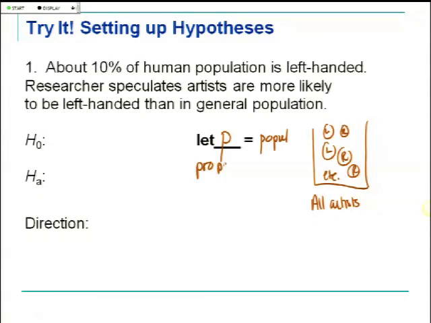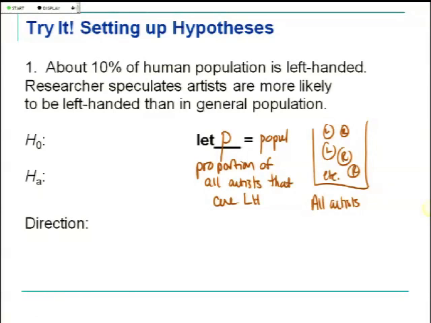proportion of all artists that are left-handed. That's the parameter that I'm trying to learn about. It's the proportion of all artists that are left-handed, that population rate. And now that I've defined it, I don't have to write that phrase out each time, and I can just state the theories in terms of that parameter.